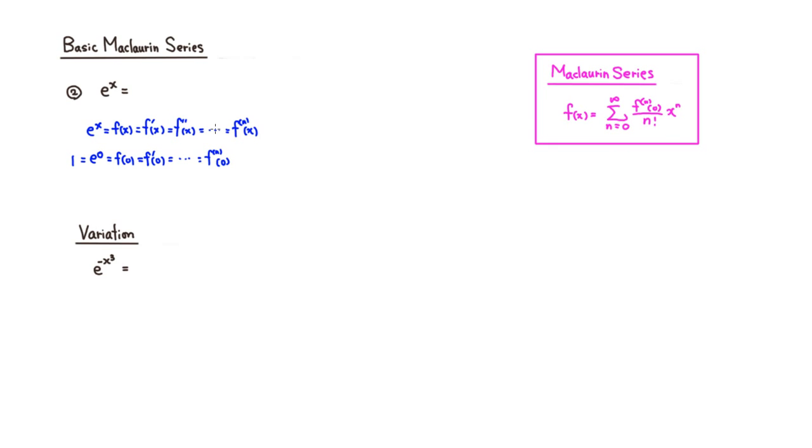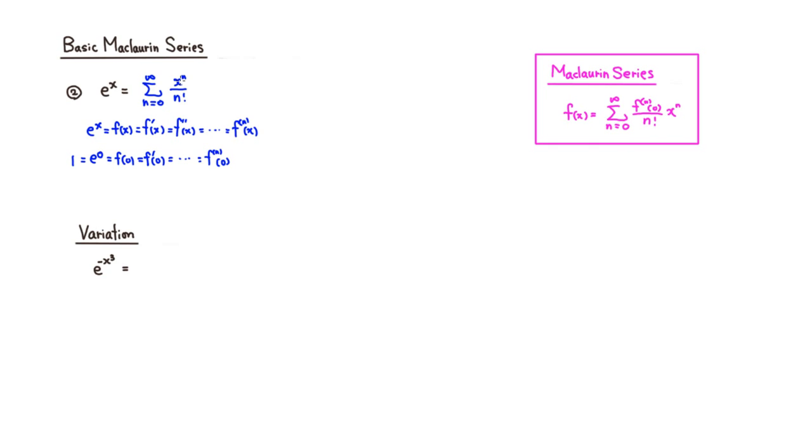All right, so following the Maclaurin series formula, we have a summation. n goes from 0 to infinity, all right? Then this nth derivative at 0 is always 1, so you have x to the n over n factorial. So that's the Maclaurin series for e to the x.